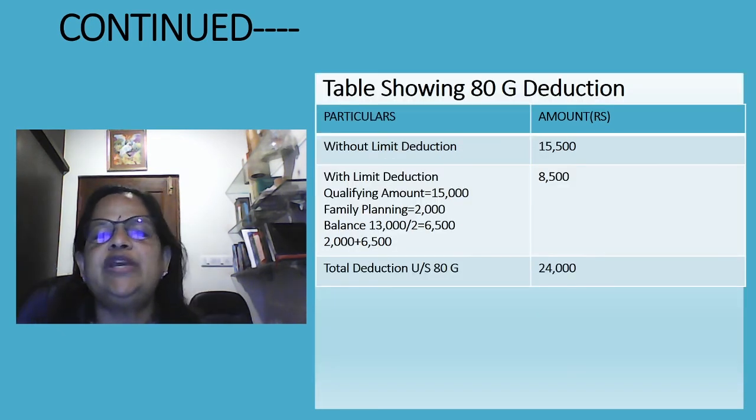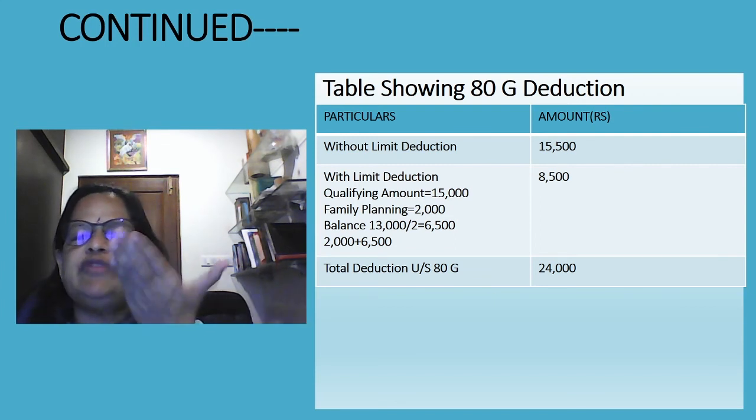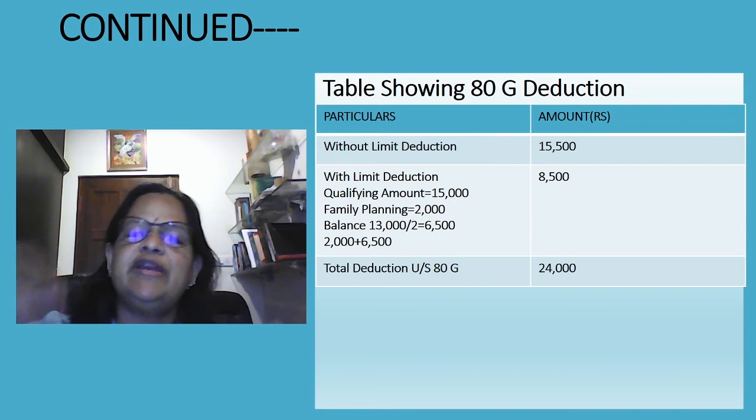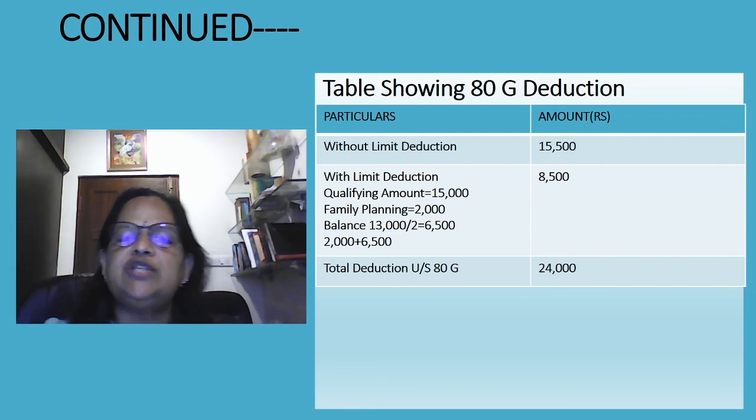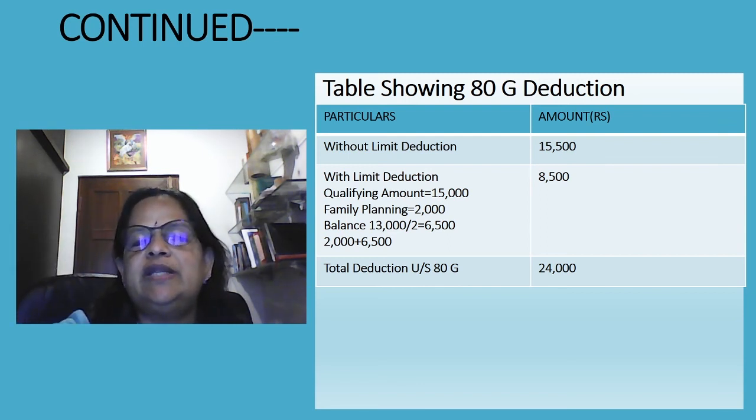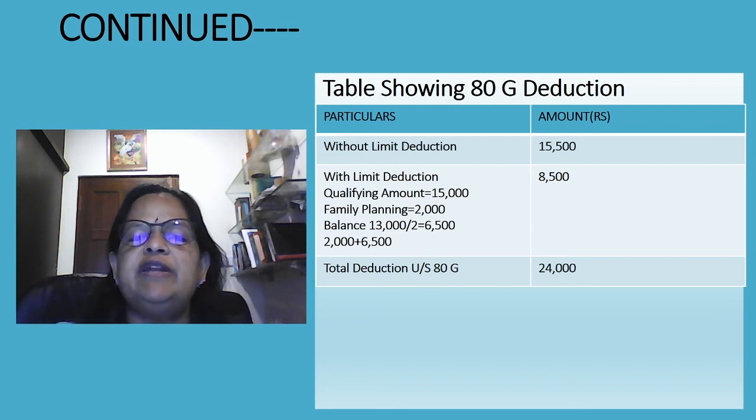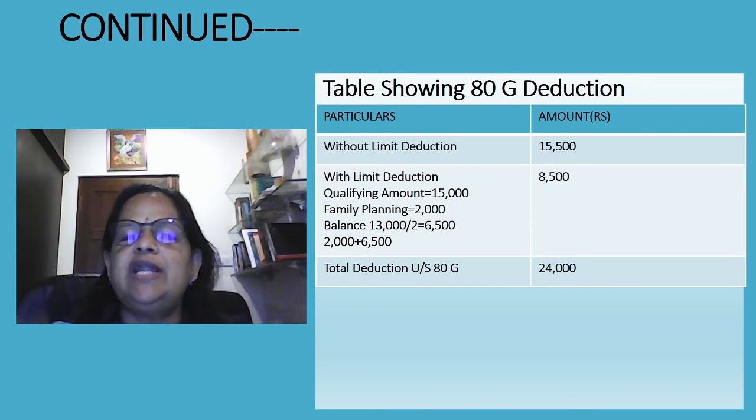Now the table showing 80G deduction. Without limit 15,500, fully they will get. Now with limit donation your qualifying amount is 15,000. In that, family planning 2,000 fully you have to give. So 15,000 minus 2,000, you are getting 13,000. All other items you are eligible for only 50% deduction. So 13,000 divided by 2, 6,500. So 2,000 plus 6,500, 8,500. So total 80G deduction is 24,000.